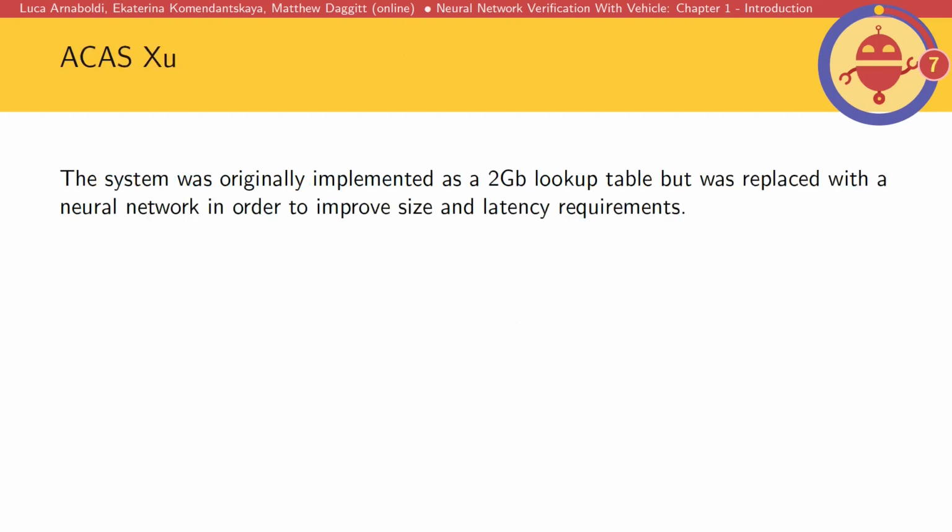So a bit of history out of interest. The system was initially implemented as a 2 GB lookup table where all this information was given. If the speed is this, go there. If the speed is that, do that. But then it was replaced with a neural network in order to improve size and latency requirements. The publications concerning this application of neural networks and verification of that neural net were in 2017, so it's now quite some time past.